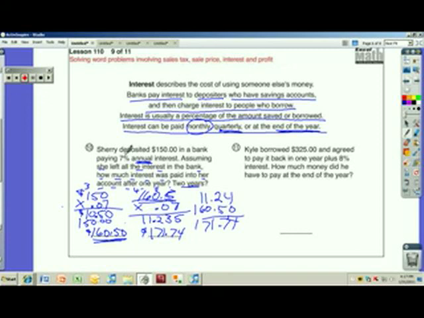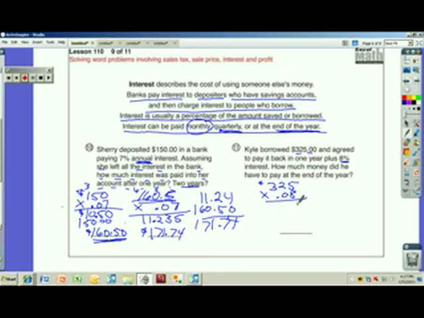Kyle borrowed $325 and he agreed to pay it back in 1 year plus 8% interest. How much money did he have to pay at the end of the year? So what am I going to do? Help me out. 325 times 0.08, right? Eight hundredths. You're going to find out what eight hundredths of that $325 is.